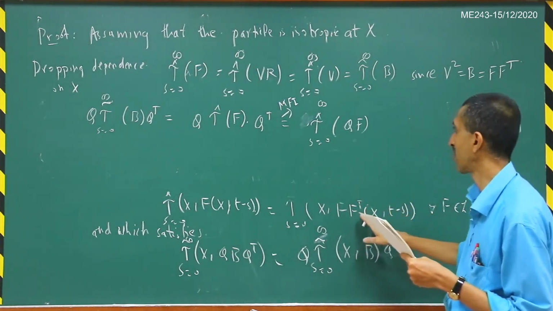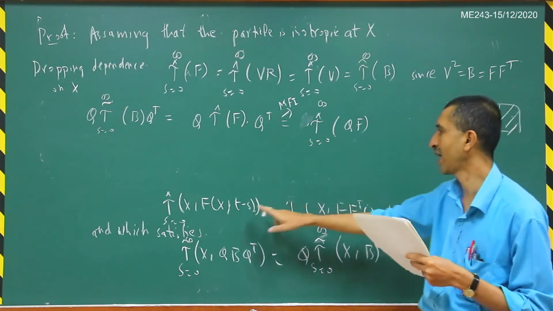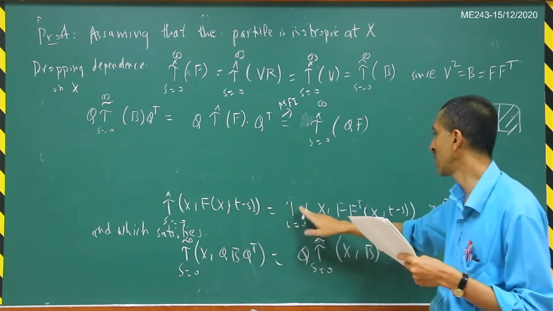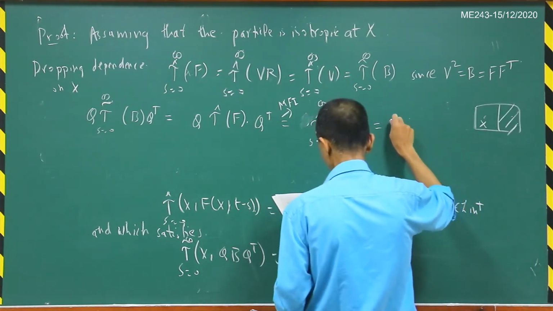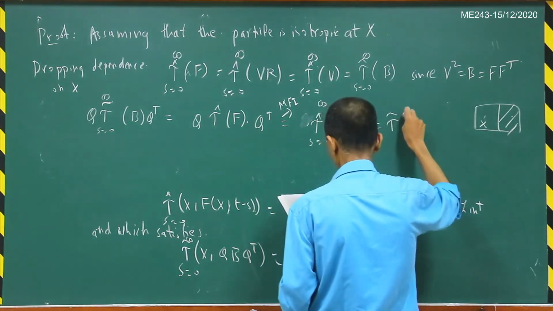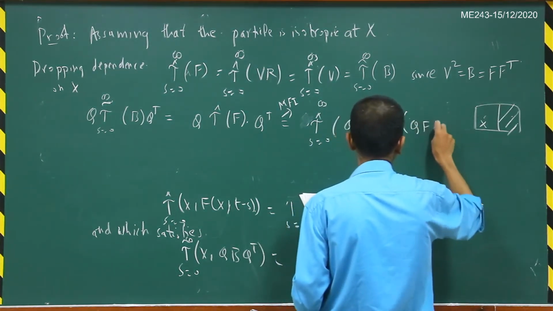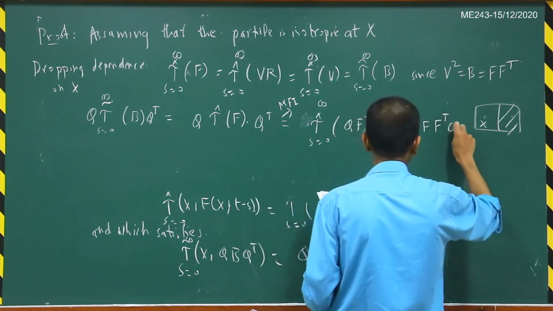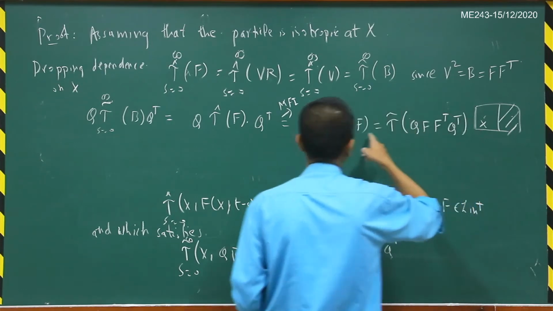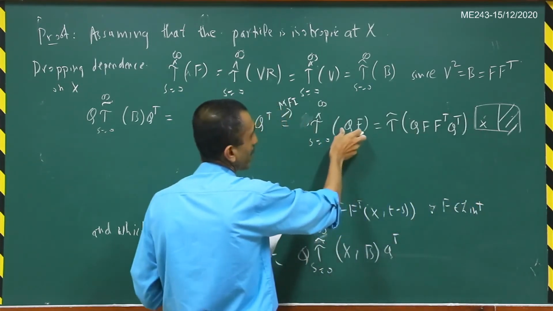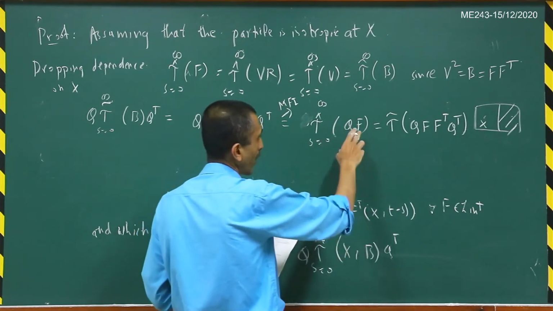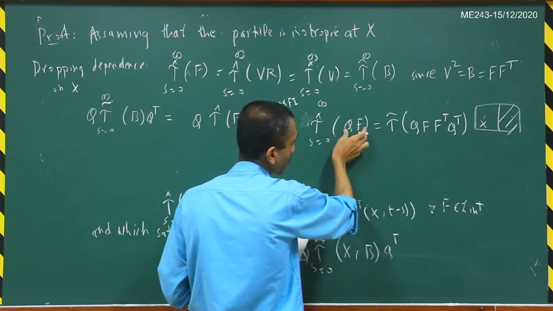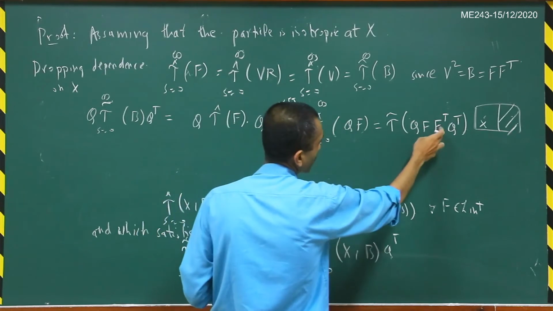So this particular part here. This tau hat of F is tau tilde of FF transpose. So this is equal to tau tilde of QFF transpose Q transpose. Right? That is because now imagine that this QF is playing the role of F, and so you have to write this times the transpose of this particular object. So it becomes F transpose, Q transpose.